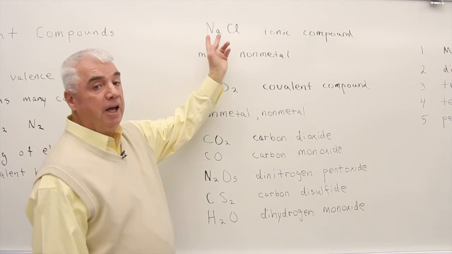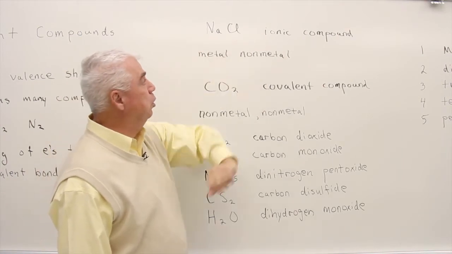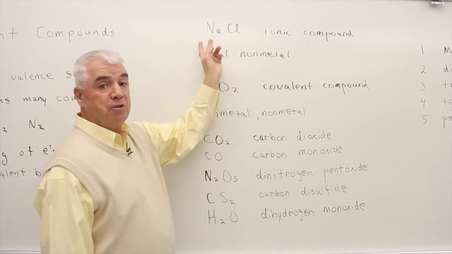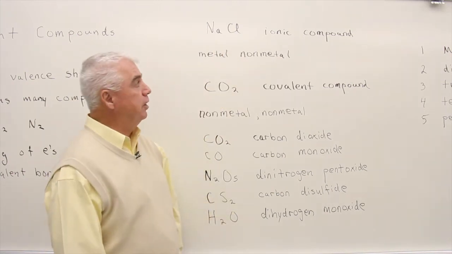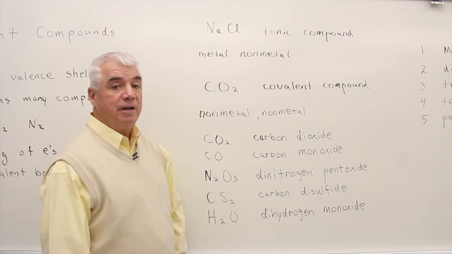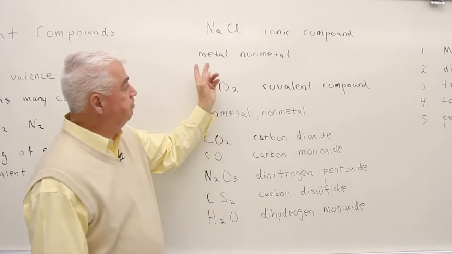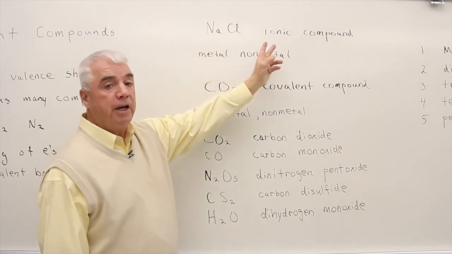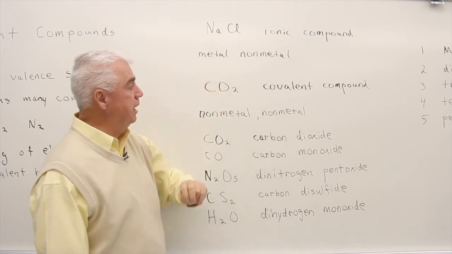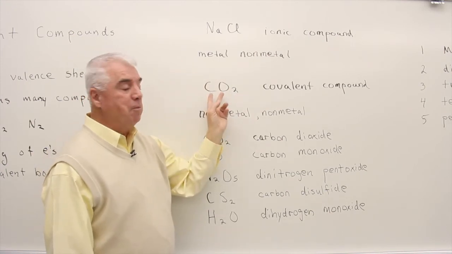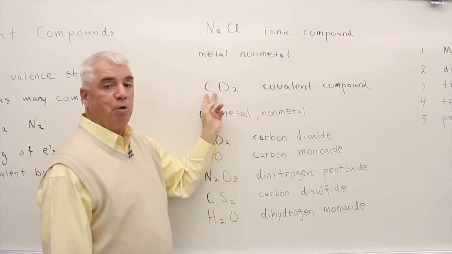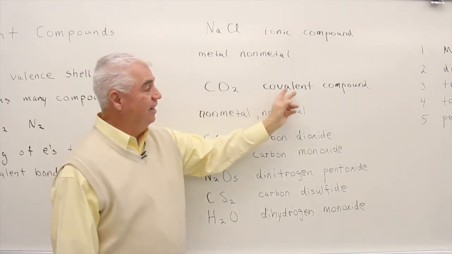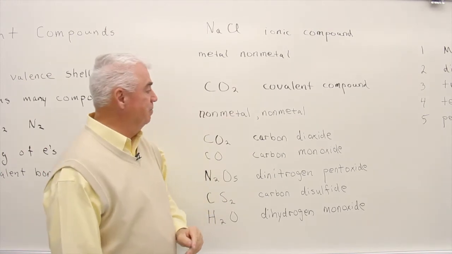A typical ionic compound is sodium chloride. It has a metal and a nonmetal, and these two attract each other by an ionic bond, and that's typical of ionic compounds, metal and nonmetal. We have a number of compounds that involve 2 nonmetals. For example, carbon dioxide, that's a covalent compound.